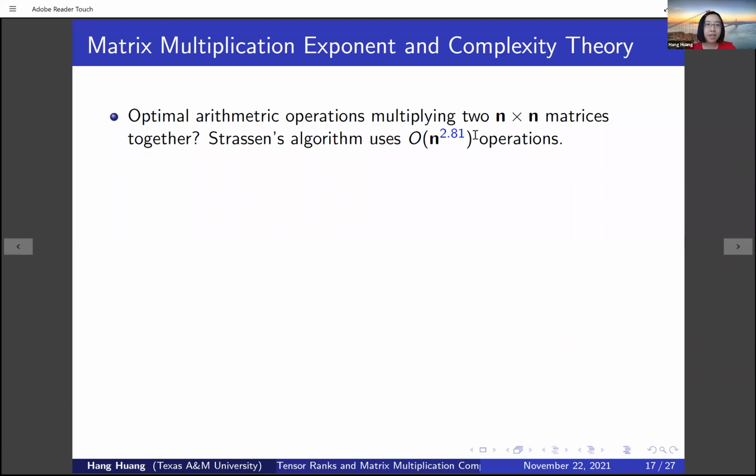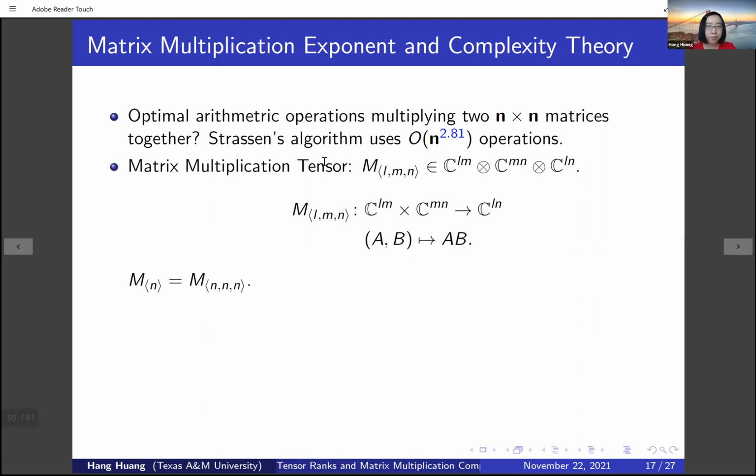That many scalar multiplications in order to multiply two large square matrices together. It turns out that this problem is very closely related to the border rank of a very specific tensor, which is called the matrix multiplication tensor. A matrix multiplication tensor is a three-mode tensor. If you think of it as a multilinear map from the first two modes to the last mode, then this multilinear map is just given by matrix multiplication.